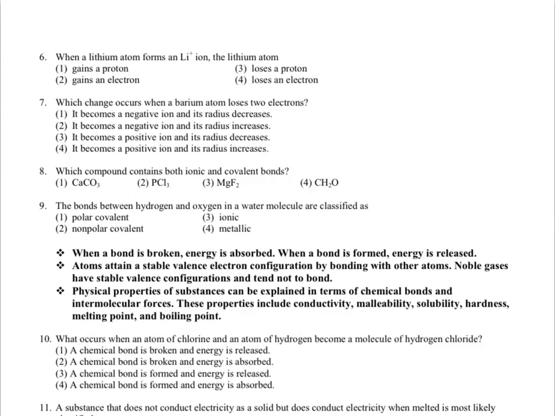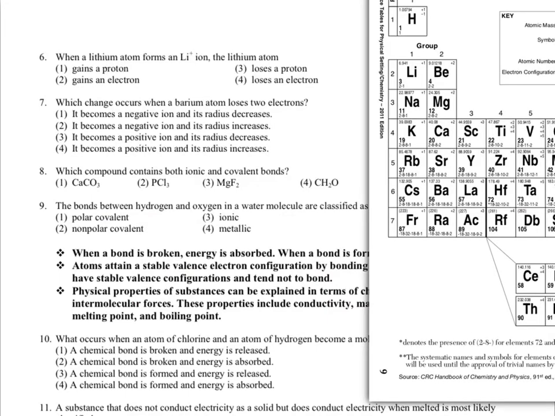Next, we were asked about a lithium ion as it is formed from a lithium atom. So let's pull up our reference table and find lithium, atomic number 3. So here we find lithium. Lithium is a metal, and when its atom forms an ion, it forms a positive 1 charge. Now recall that when atoms form an ion with a positive charge, they're losing their negative electrons. So in this case, choice 4 would be the best answer.